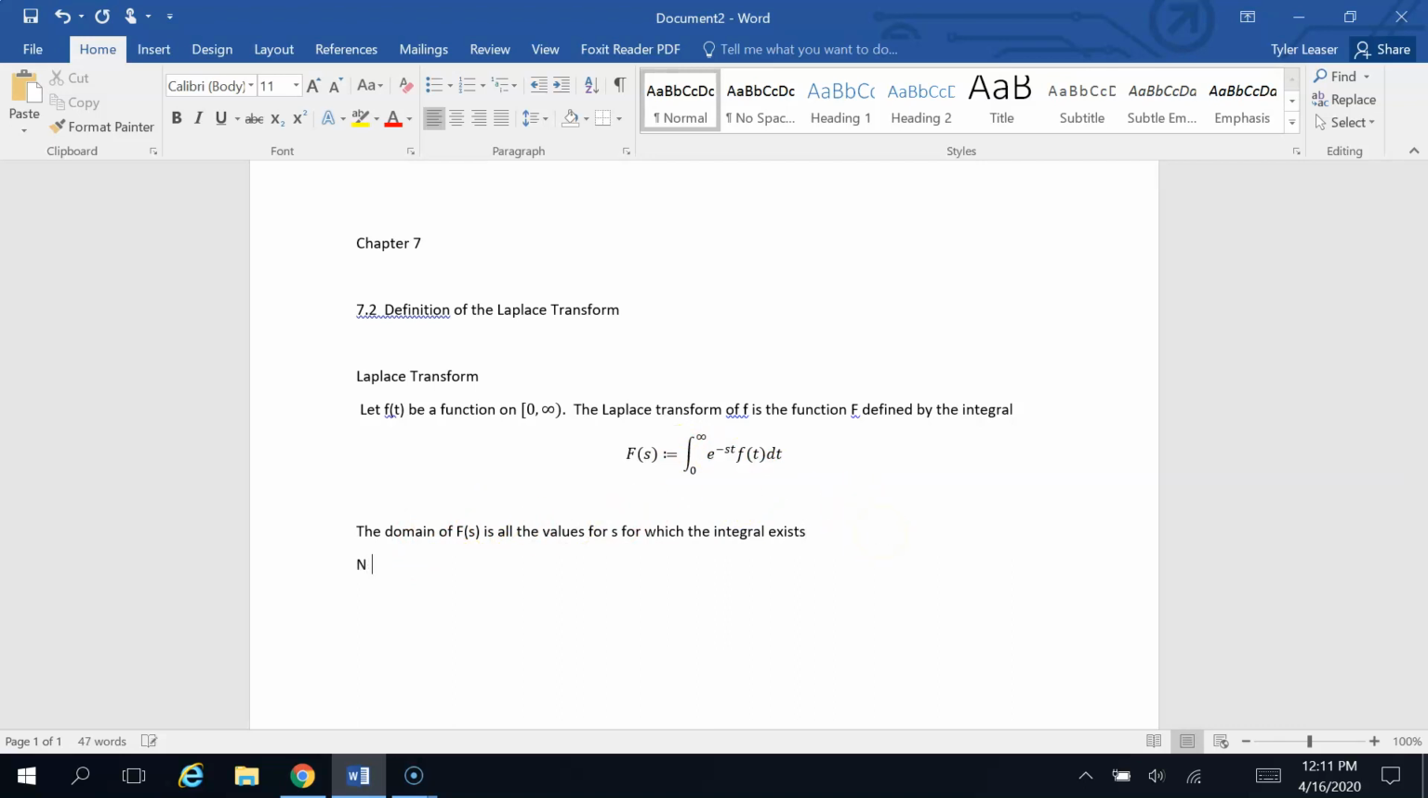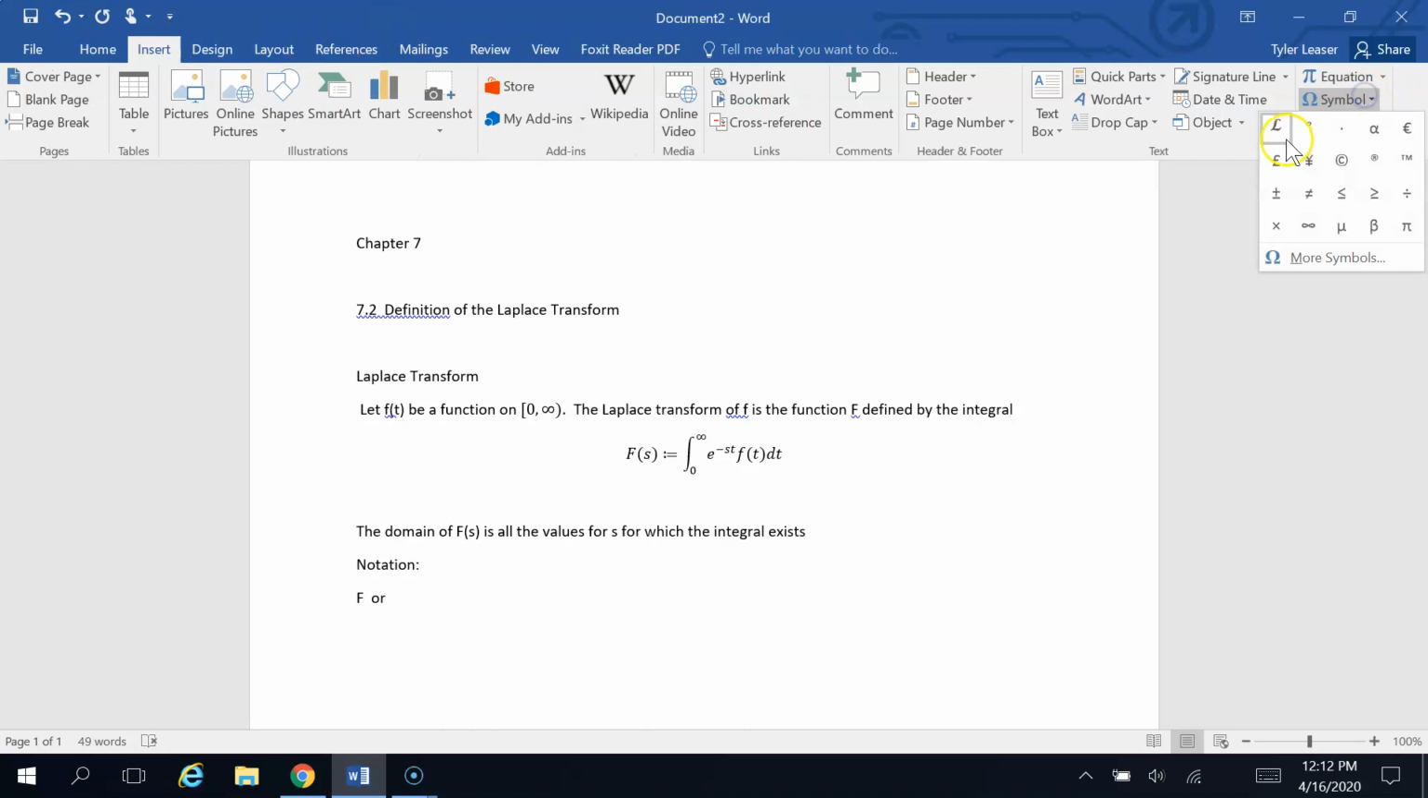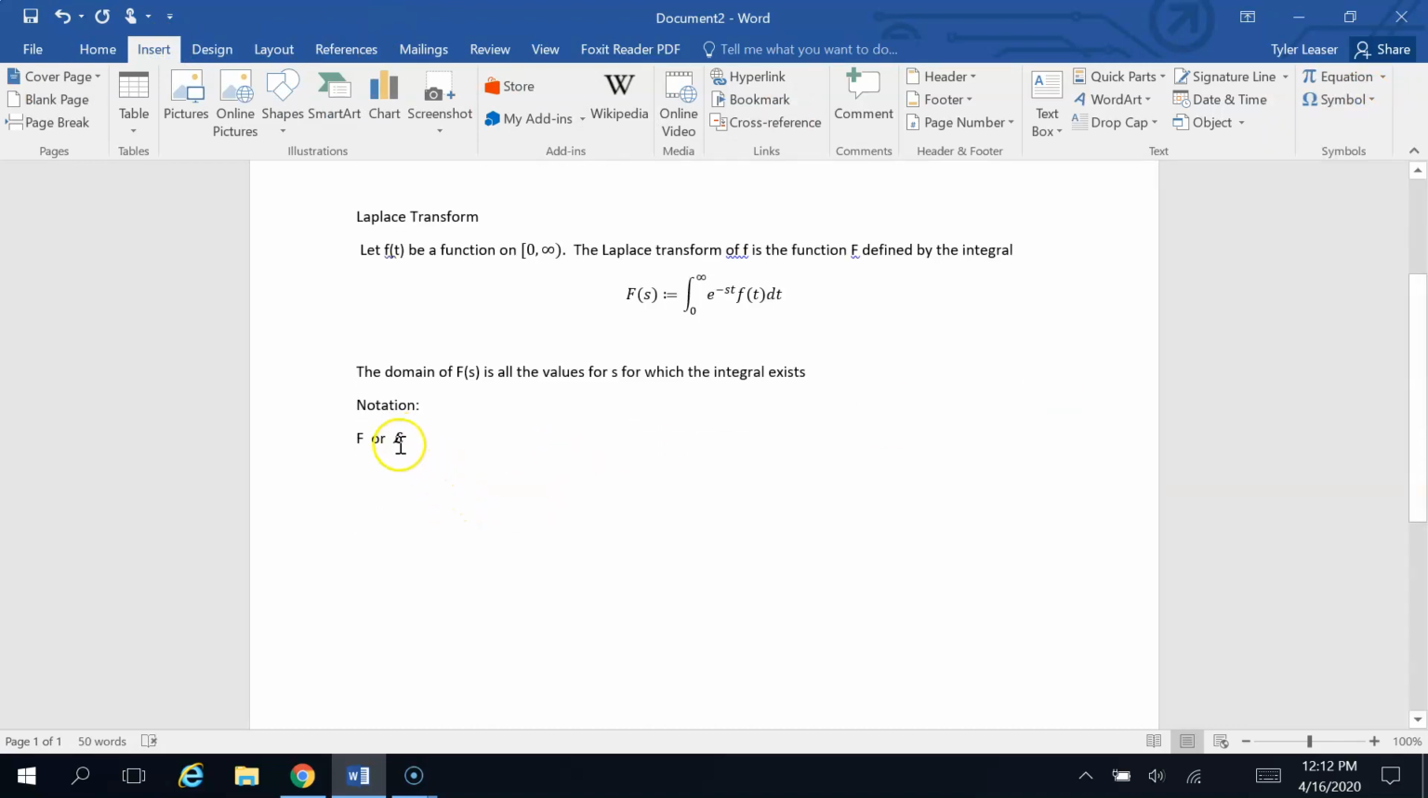There is a notation to this. And I struggled a lot with how to write out this notation because Word is just not the best for this, but I did find this. So the Laplace operator is always a capital cursive L of f. So this capital F and this cursive L of f are the same thing.